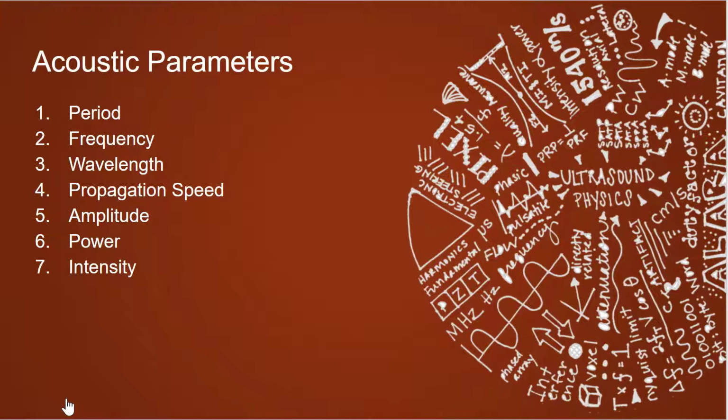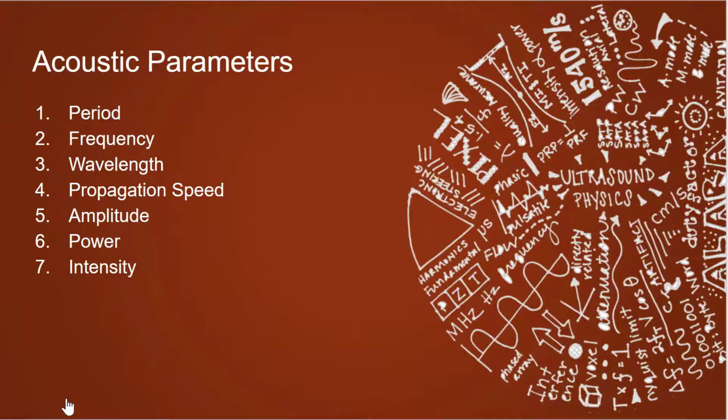So the acoustic parameters that we're going to learn about, and this is mostly again next chapter, are period, frequency, wavelength, propagation speed, amplitude, power, and intensity. And we're going to learn lots about these in the next chapter. But these are different ways to describe sound waves.